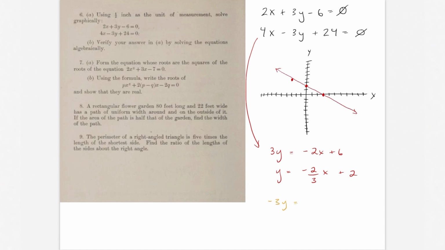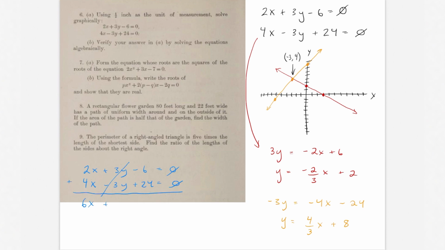For the second line, you can see that the slope would be 4 over 3, and the y-intercept would be 8. And I can plot that on the x and y plane just like this. And from this graph, you can see that the lines intersect at the point negative 3, 4. Now let's verify this algebraically. We can find the point of intersection between these lines using the method of substitution or the method of elimination. It seemed a lot easier to do the method of elimination, and from there I could just solve for x, which would be negative 3.